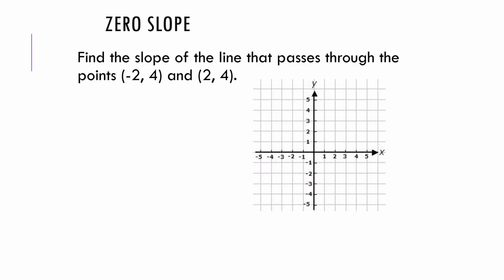Okay, so zero slope. We are finding the slope of the line that passes through the points (negative 2, 4) and (2, 4). So I'm going to use my slope formula. I'm going to do 4 minus 4 over negative 2 minus 2. It should be flipped, but that's fine. I get 0 over negative 4. 0 divided by anything is just 0. So the slope of this line is 0.